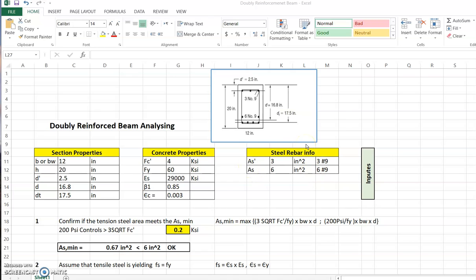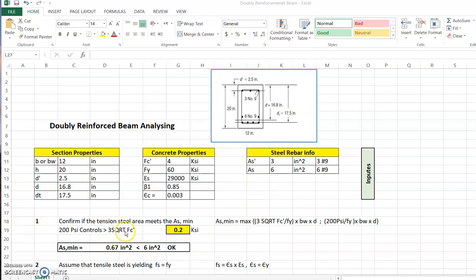So the reason that we are using Microsoft Excel to solve this problem is because we cannot find an exact neutral axis depth, or C, in this. So that's why we use the iterative method to find the exact C, so the forces meet the equilibrium condition on the section. So to analyze this, we go step by step.